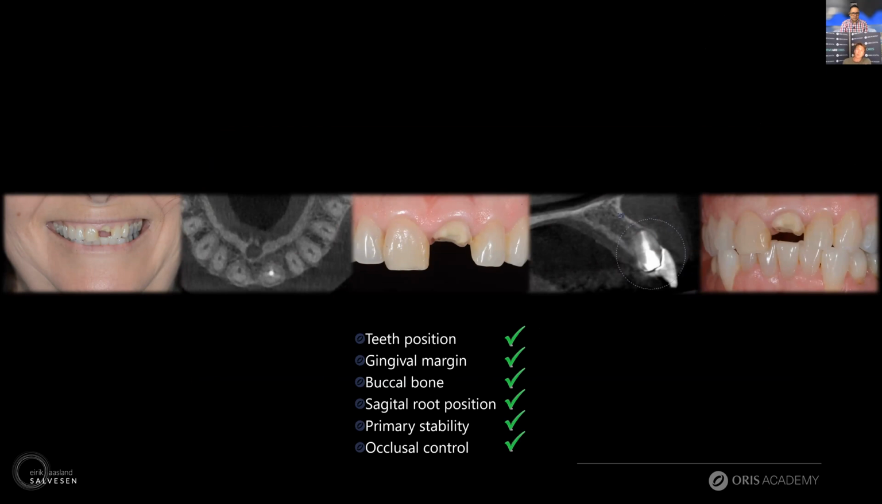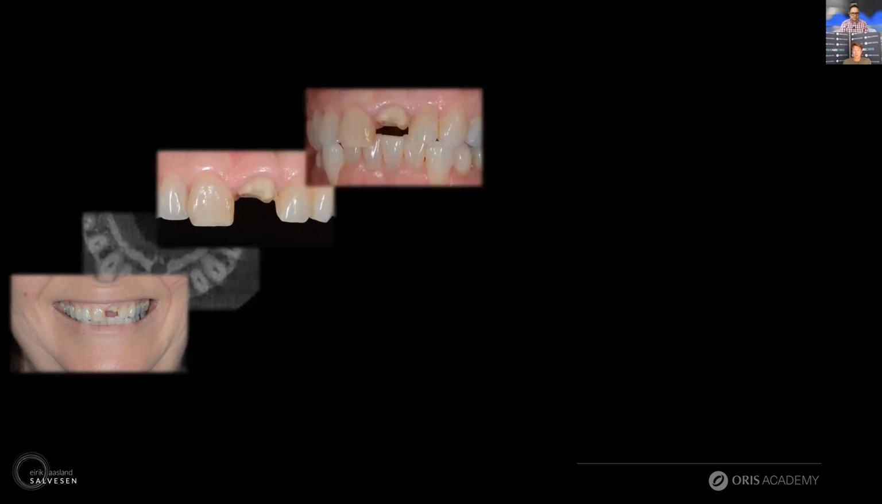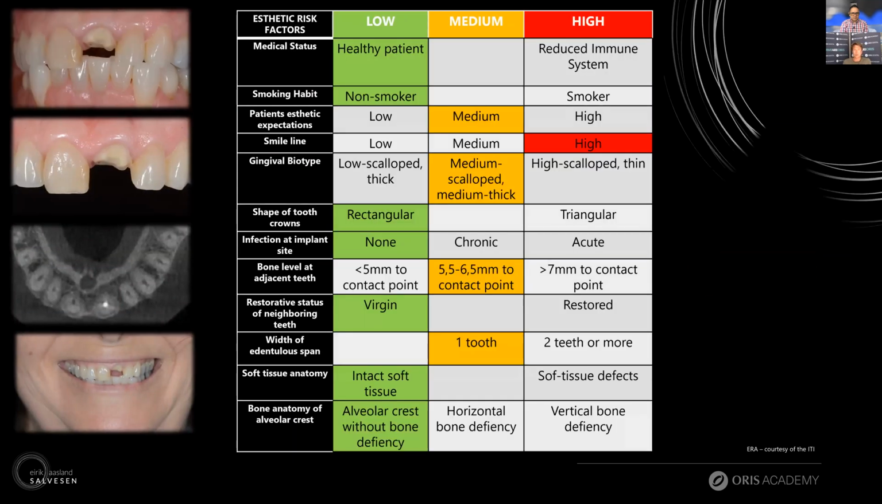So that was the first analysis we did. We did it the same Monday, of course, with my colleague. Then we also add another analysis that I would recommend you to use in the clinic, which is the aesthetic risk assessment published by the ITI years ago. And it goes through medical status, smoking habits, aesthetic expectations, smile line, biotype, shape of tooth crowns, infections, bone level, restoratives, if it's 1 or 2 or 3 different missing teeth, soft tissue anatomy, and bone anatomy.